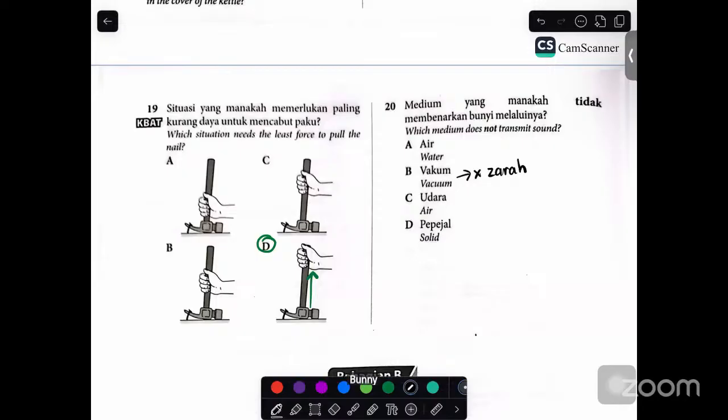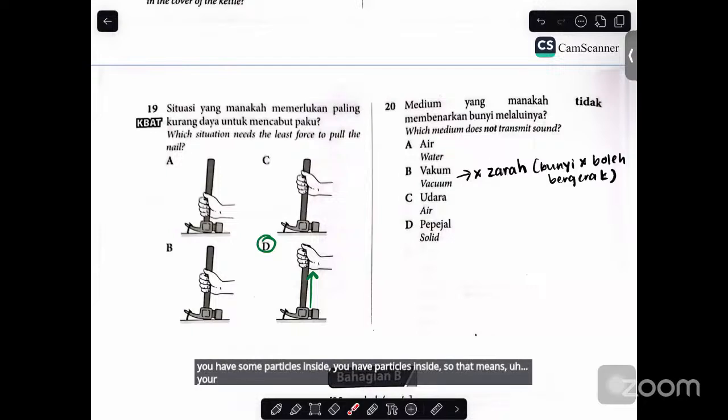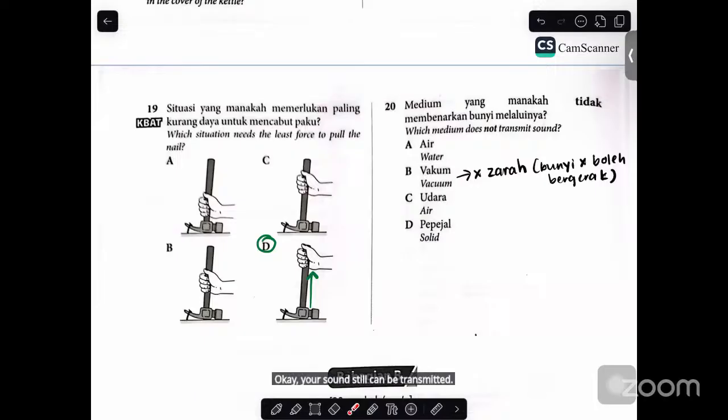Bunyi tak boleh bergerak. Okay? Cecair, pepejal, gas. All these particles, all these parts, you have some particles inside. You have particles inside, so that means your bunyi still can move. Okay, your sound still can be transmitted. Okay? Faham?